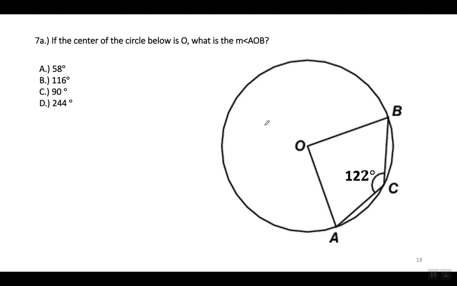All right, moving on to number 7. If the center of the circle below is O, what is the measure of angle AOB? Okay, so in this question, look at how I'm going to do it. They give us the measure of this inscribed angle. Inscribed means that the vertex is on the circle. So with this inscribed angle, I could figure out the measure of its intercepted arc, which by now you should know already. You should know what I'm going to say.